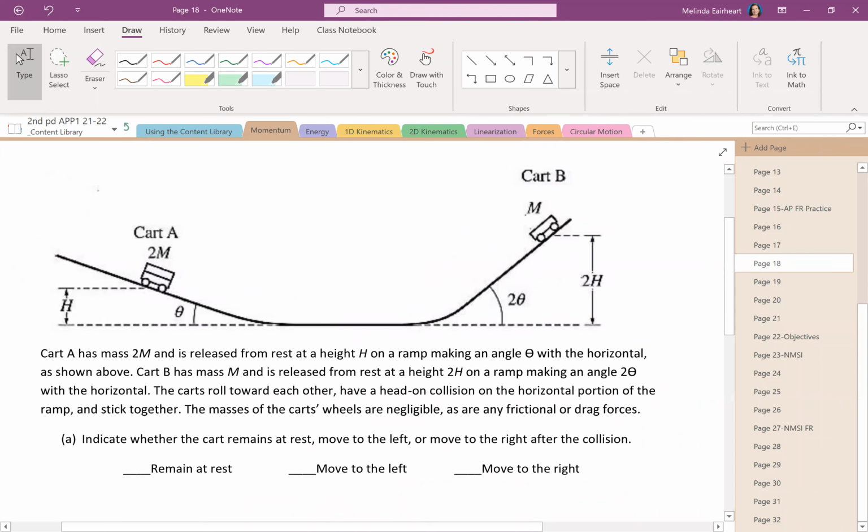Okay, so here we have two carts. By the way, this was an AP Physics 1 question a few years ago. So this is what you'll see in May. Put the calculator away. We probably won't need it.